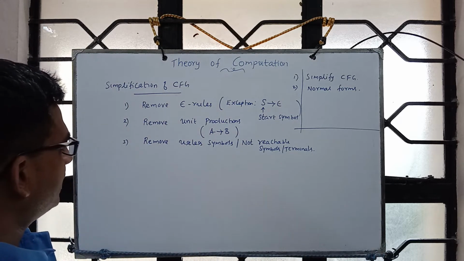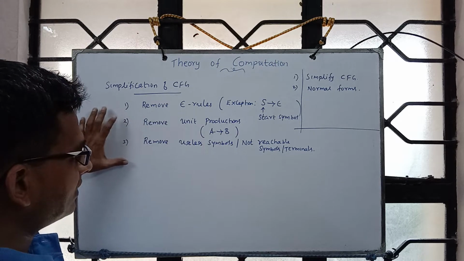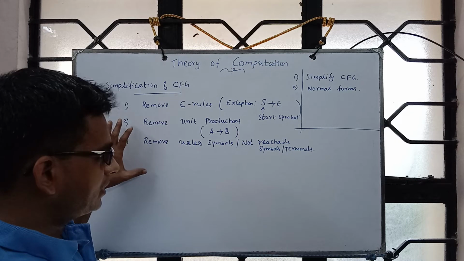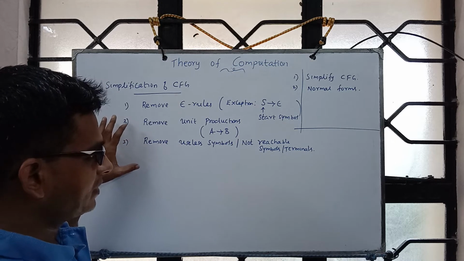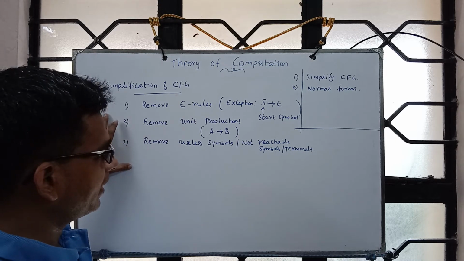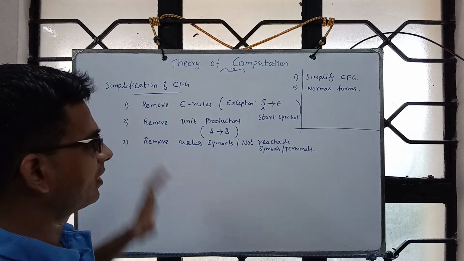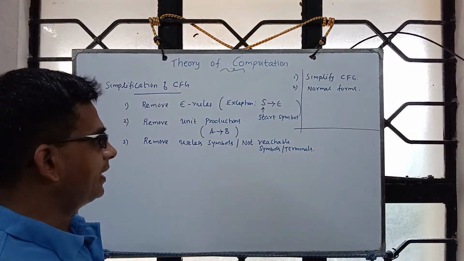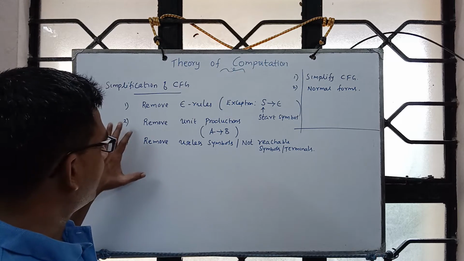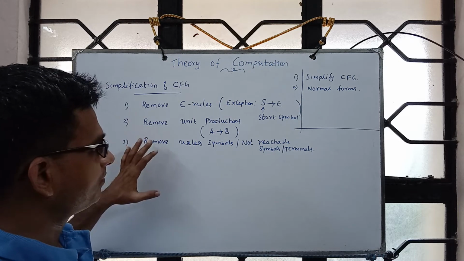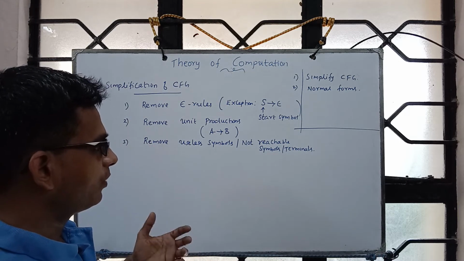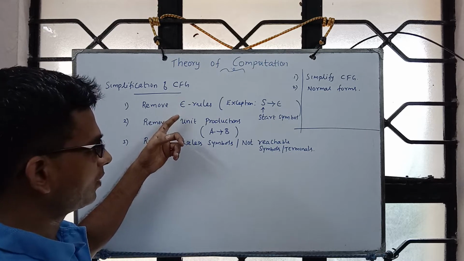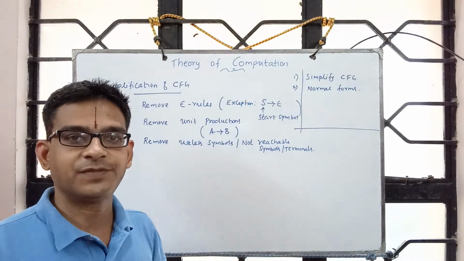So now if you do this, then we will get a simplified grammar, whose language, meaning the set of strings accepted by this grammar and the given grammar, are one and the same. Let's look at one example and appreciate each of this and see how things work when we say remove epsilon rules, how does it work with respect to a specific example?